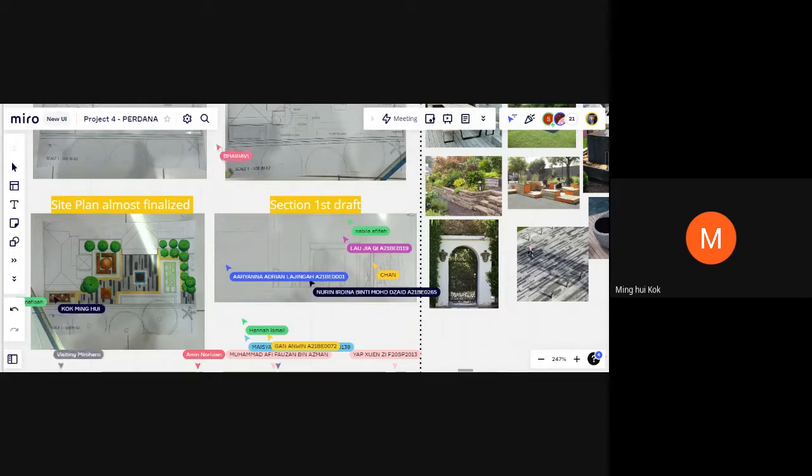The small circle here is the sitting. So when they go to the deck, they can also enjoy the view of the lake, and also they can sit on the deck.